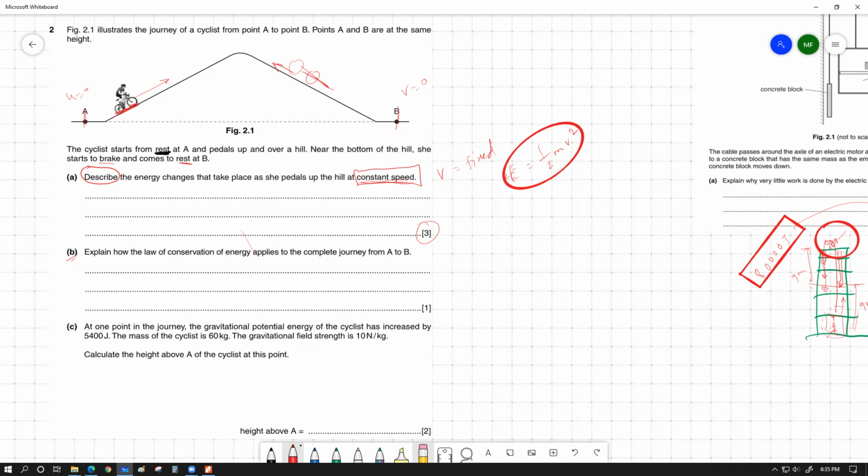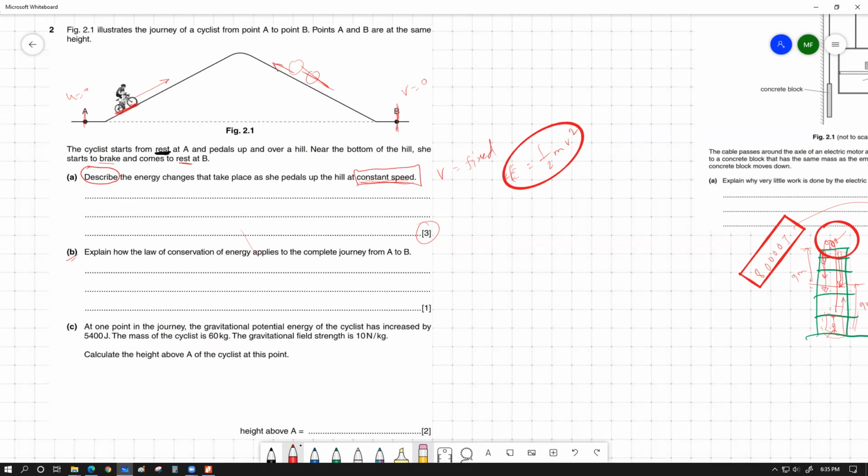I said a lot of stuff for one mark. You don't have to write all of it. You said all of it for making sense, but you have to be very careful. The entire initial form of energy was the chemical energy of the muscles. The entire final energy at this level is the heat energy supplied to the surrounding.